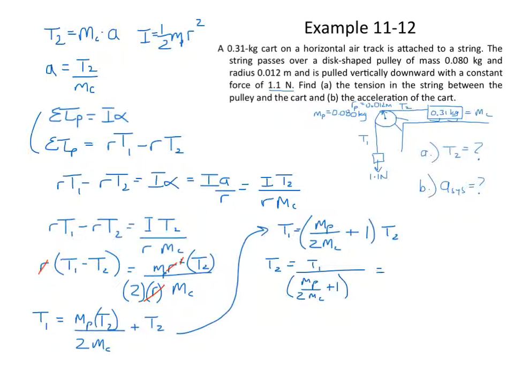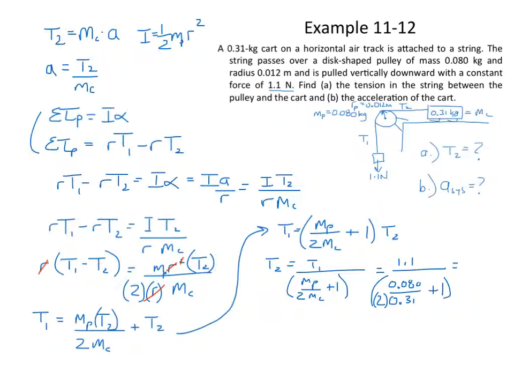So that's going to be 1.1 newtons divided by, what's the mass of the pulley? I forget already. 0.080. Mass of the cart, that's 0.31. Times 2, of course, that 2 goes out front, and that whole thing is in the denominator. And that fraction plus 1 is going to equal our tension in string 2. Well, it's actually the same string, but it's a string that has 2 different tensions. We should expect it to be less than the tension of the first string because it's only pulling the cart. It's not pulling the pulley because it's after the pulley.